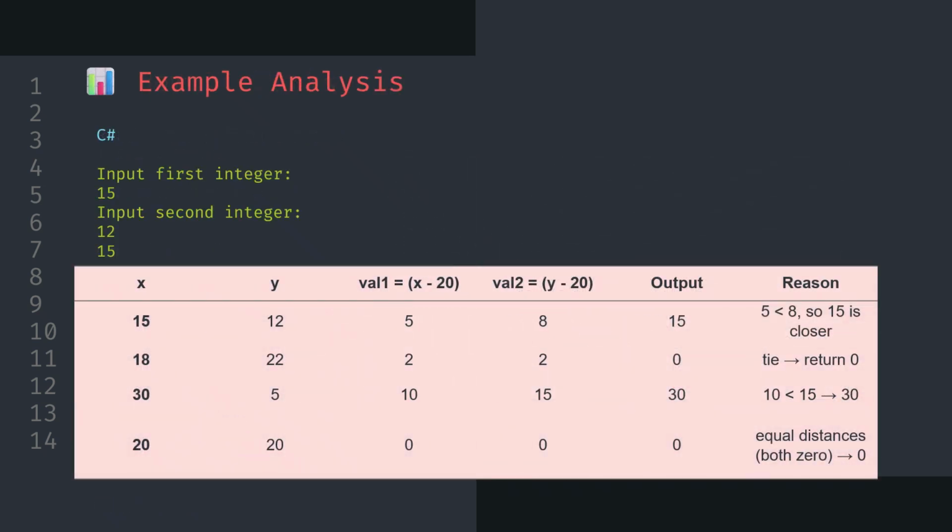Let's test different scenarios. For 18 and 22, both are 2 units from 20, so the function returns 0 to indicate a tie. When one input equals 20, its distance is 0, and it will be chosen unless both equal 20, which is a tie and returns 0. These checks ensure the logic behaves as intended across edge cases.